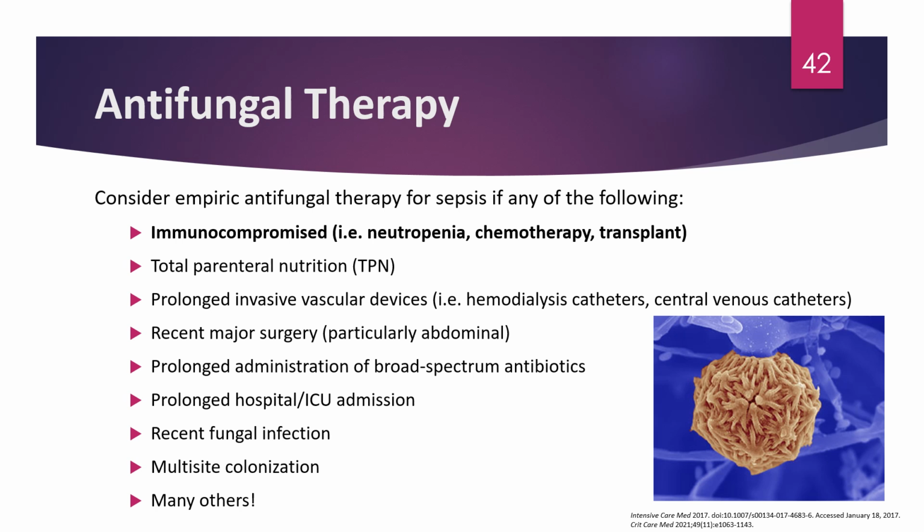Now, whenever we're talking about antifungal therapy, we want to consider antifungal therapy for sepsis if the patient has any of the following. And the most common thing that we would use antifungal therapy for empirically is if the patient is immunocompromised. So if the patient has a pre-existing neutropenia, if they have a predisposition for being immunocompromised, such as patients who are on chemotherapy or have received a transplant and are receiving anti-rejection medications for transplant, those are going to be some of our biggest populations where we might actually consider empiric antifungal therapy.